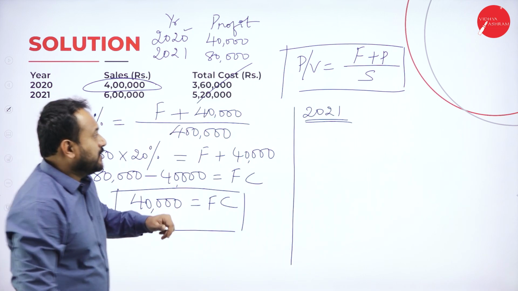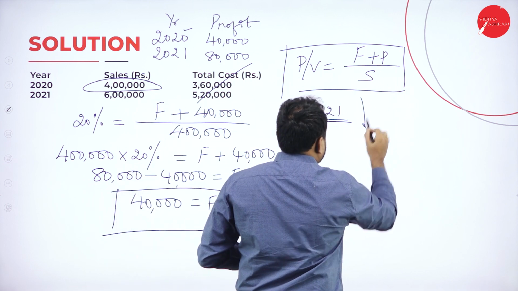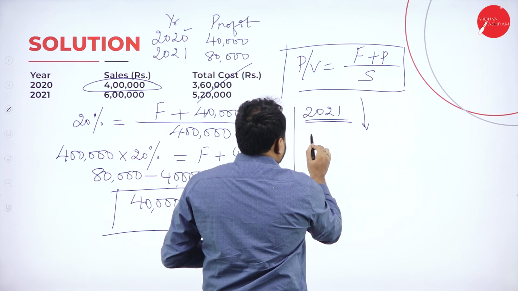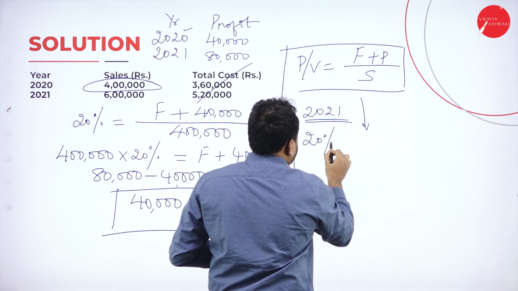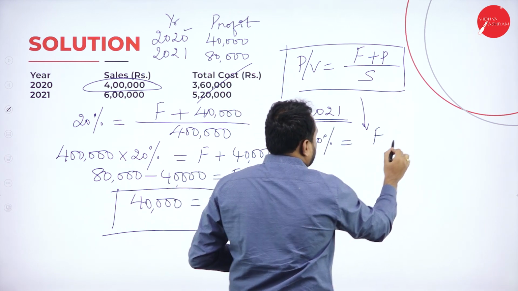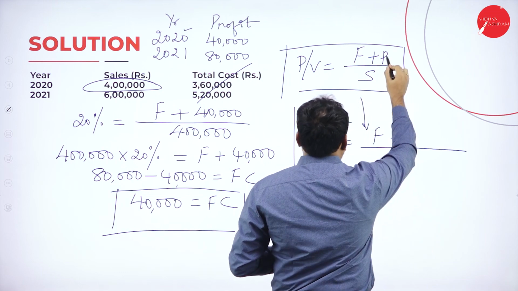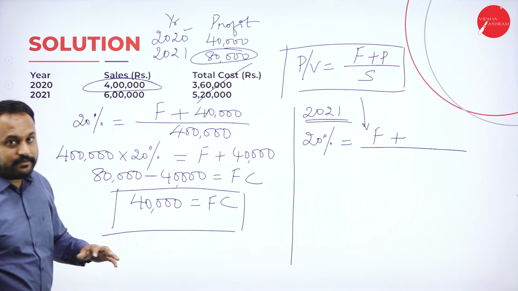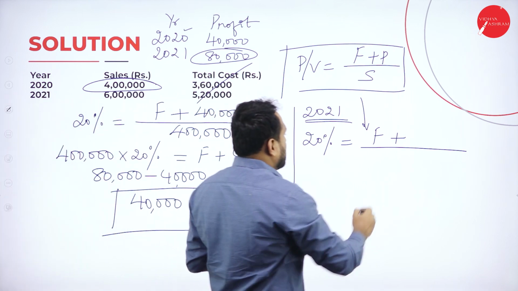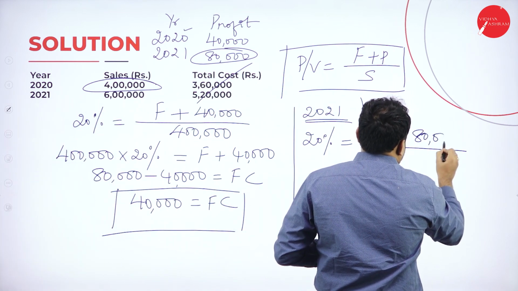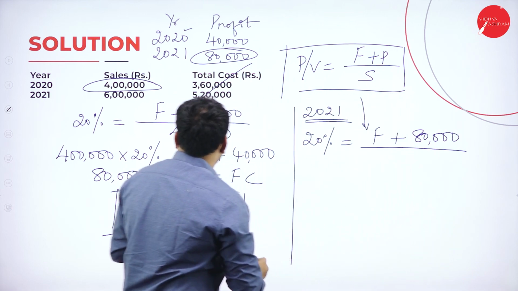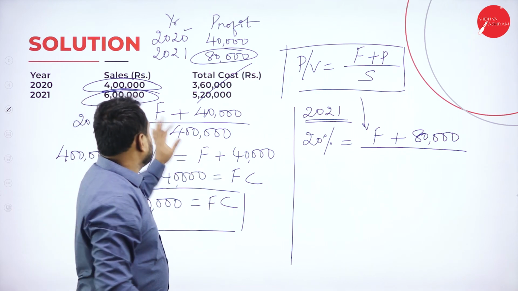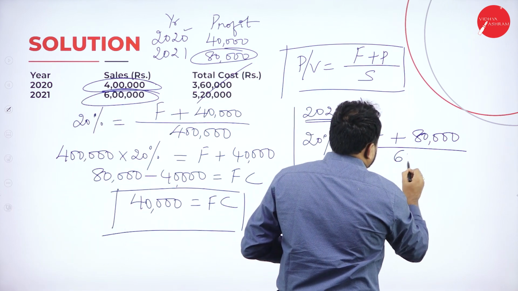I'll show you if we take 2021, still you will get 40. Let's go with 2021. Again, we'll go with this formula. PV is 20% is equal to fixed cost, which I don't know, plus profit of 2021, which I will take. How much? 80,000. And sales of 2021 is how much? 6 lakh. So I'll take here 6 lakh.